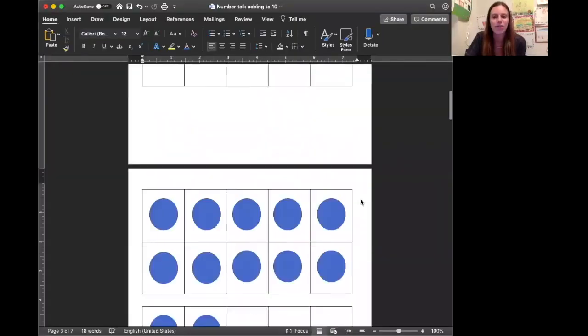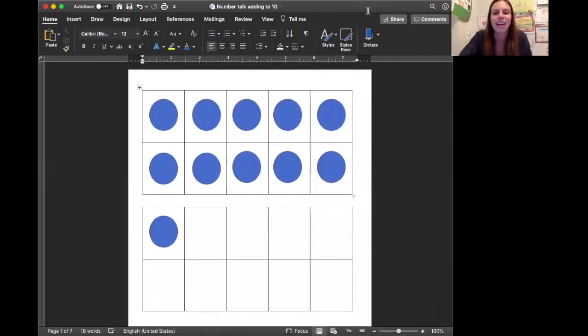All right, today we are going to look at some number talks. Let me show you. Here's the first one. How many dots are there? You can say, my answer is, I know because. That's right, there are 11 dots. How do you know? Yeah, maybe some of you counted. 1, 2, 3, 4, 5, 6, 7, 8, 9, 10, 11.